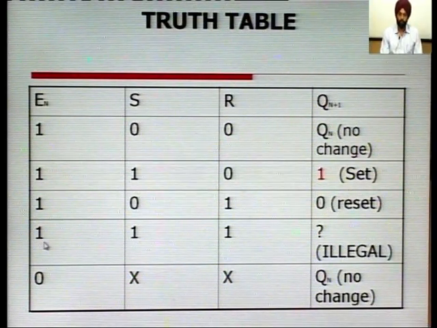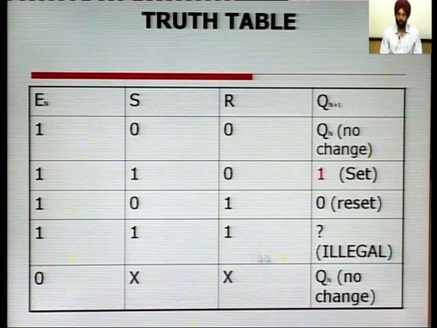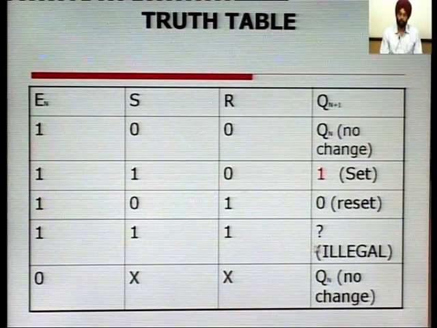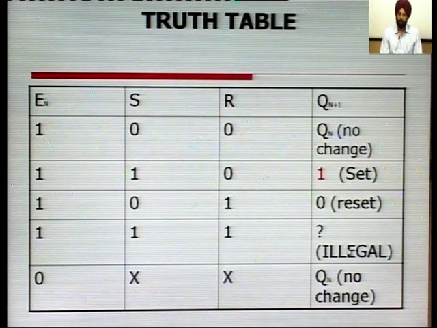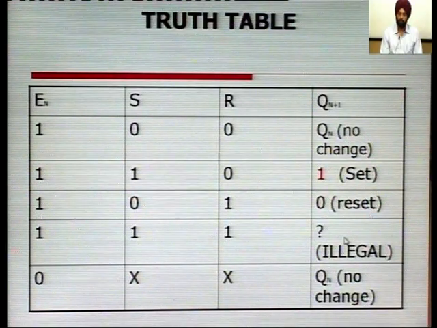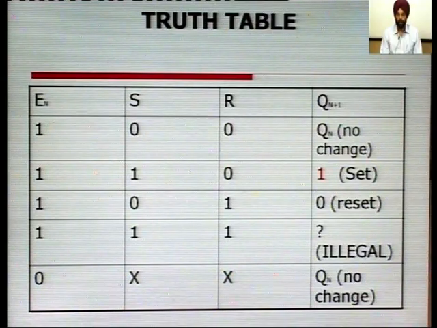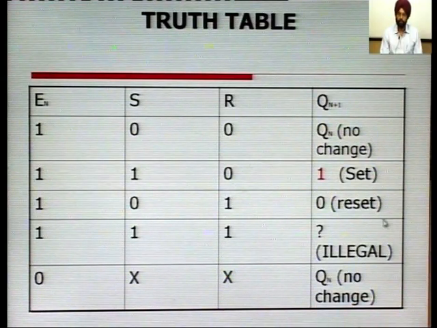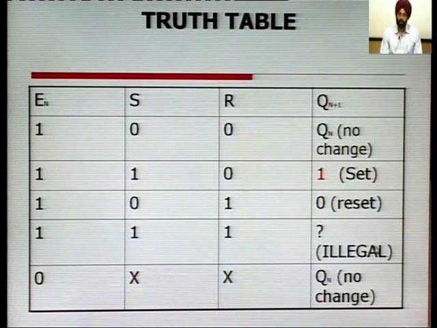And when enable input is 1 and both S and R inputs are 1, as I mentioned earlier also, this is an illegal state. This must not be applied to the flip flop, as this will cause the outputs not to be complement of each other, and this is against the definition of our flip flop, that it has two outputs and the outputs are complement of each other.